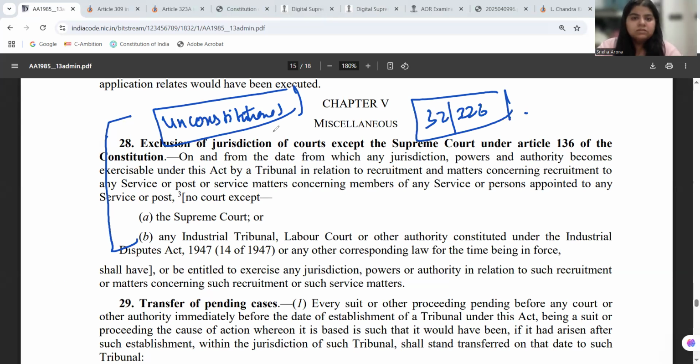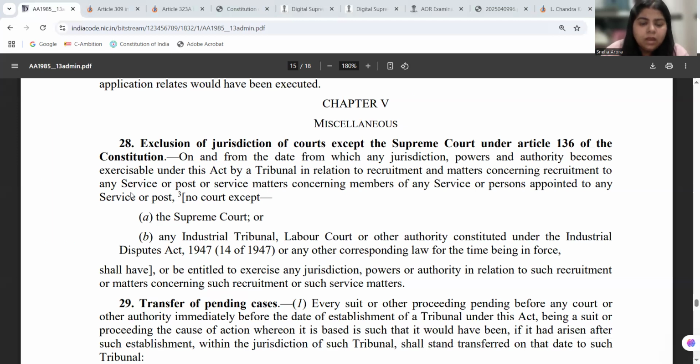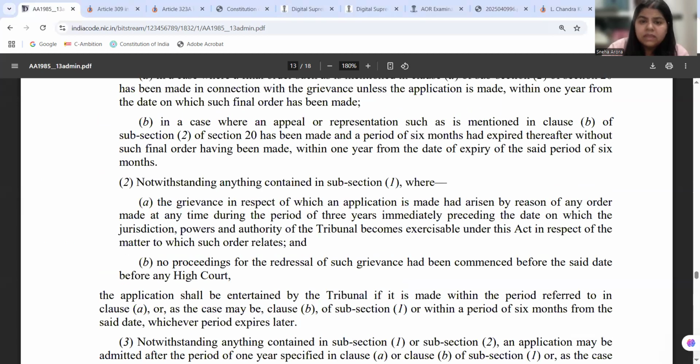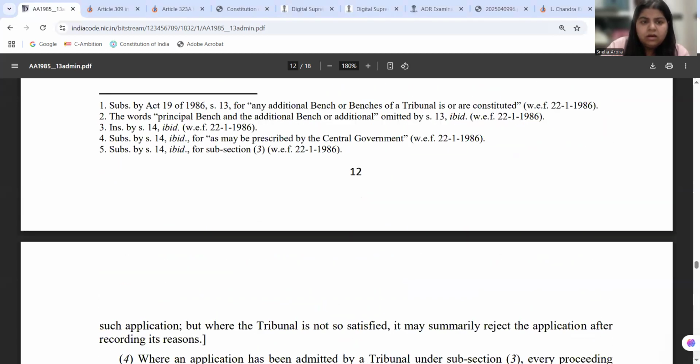Okay, so this was the finding in Chandra Kumar with respect to the interplay between the High Court and the Administrative Tribunal. Now, another question that was raised in this case was regarding single member benches in the Administrative Tribunal. So it was held that you cannot decide.